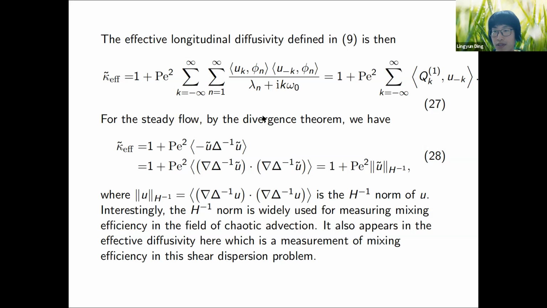Here we have an interesting observation. If we consider the steady flow, with some integration by parts, we can connect the effective diffusivity to the H-1 norm of the shear flow. By the way, here is the definition of the H-1 norm. You can consider it as follows: we first have to solve the Laplace equation related to U, then take the gradient. Then the L2 norm of that gradient is the H-1 norm of U. So this delta inverse is just an integral operator against the Green's function.